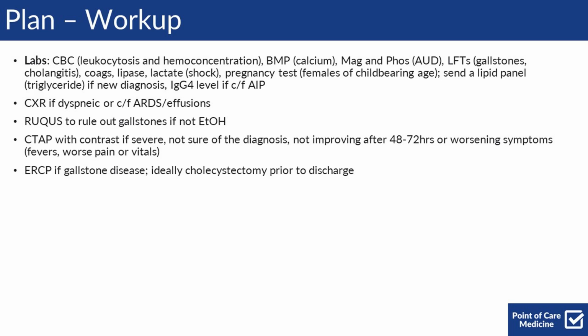You can get a chest x-ray if the patient's dyspneic or you're concerned about ARDS or effusions. A right upper quadrant ultrasound can be ordered in most patients to rule out gallstones if you're not concerned about alcohol. A CT abdomen pelvis with contrast can be ordered if the pain is truly severe, if you're not sure about the diagnosis, or it's not improving after 48 to 72 hours and the symptoms are continuing to get worse, such as ongoing fevers, worsening pain, or changes in the patient's vital signs.